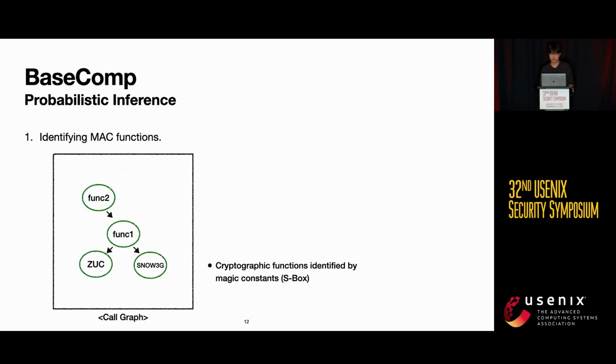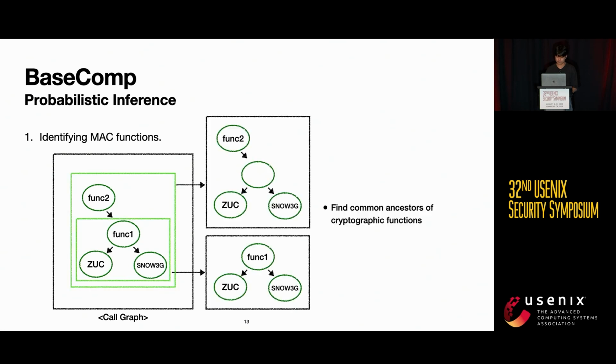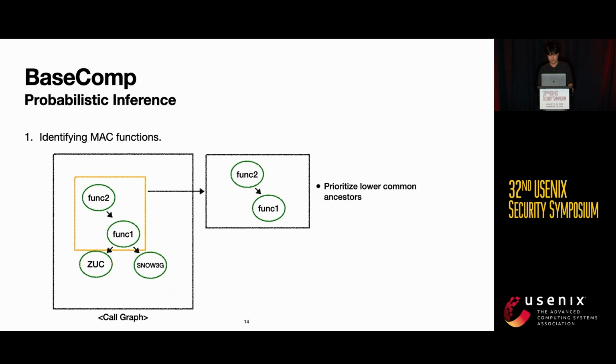The first step is to find the MAC function, which should have routines using ZUC and Snow3G as the encryption algorithm. We find the cryptographic functions by finding functions referencing the S boxes of each algorithm. Then we prioritize common ancestors of these two, which would be both function 1 and function 2 in this given call graph. Next, based on the assumption that the function we find would be closer to the cryptographic functions, we then prioritize lower common ancestors, so that in this case, function 1 has a higher probability than function 2 to be the MAC function we find.